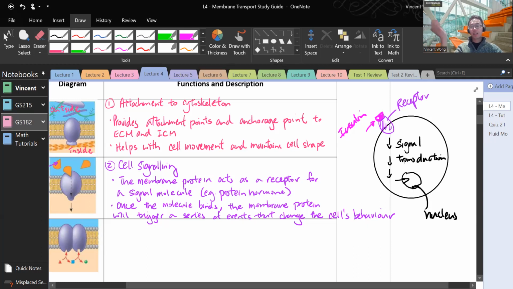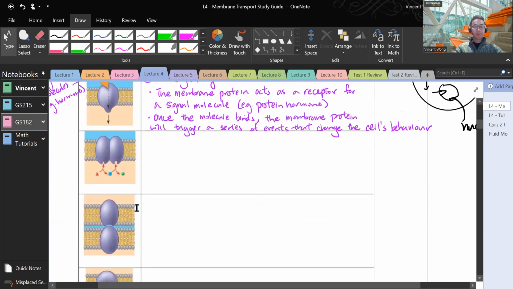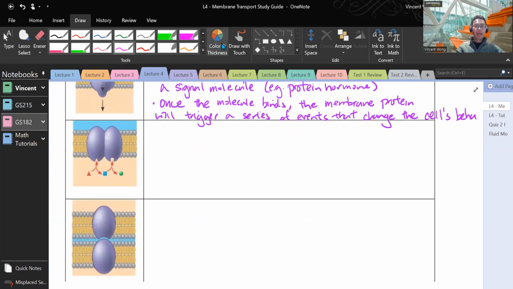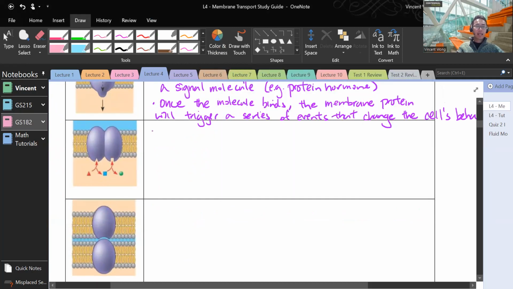Maybe you turn on a gene, maybe you turn off a gene. And in the case of insulin, you're going to put special glucose receptors on the surface so that the cell can take in the glucose from the blood. But the key point here is the insulin never really got into the cell. It just binds to the receptor, and the receptor will cause a chain reaction that ultimately changes how the cell behaves. All right. Next one. There's another picture. That is enzymatic activity.